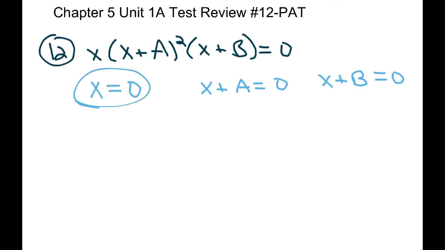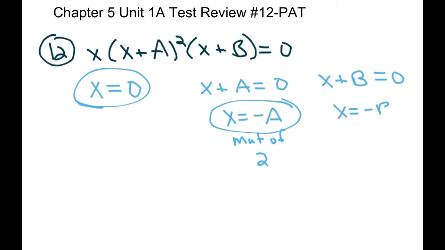So one of the solutions is x equals 0. The next one is x is equal to negative a, and that one is the multiplicity of 2. And the third answer is going to be x equals negative b. And those are the zeros.